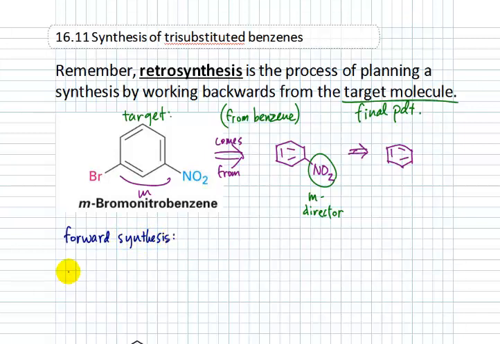The forward synthesis will start with the compound you were told to start with, in this case, benzene. Forward synthesis always shows the reagents. Okay? Remember, retrosynthesis is not something that you do in the lab. Retrosynthesis is just us planning on paper, working backwards what compounds we had as intermediates. The forward synthesis is what we actually will do in the lab. I'll start with benzene. I'll add HNO3 and H2SO4. Benzene will be nitrated.